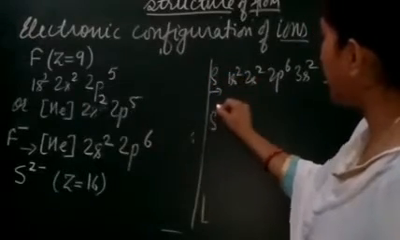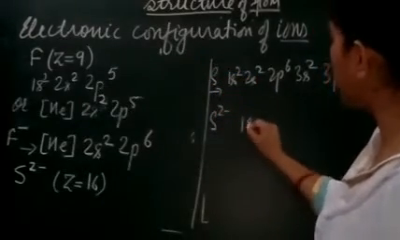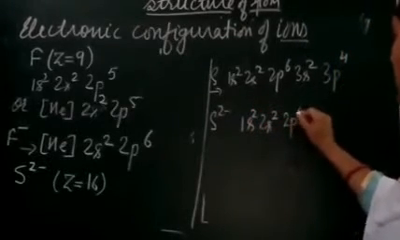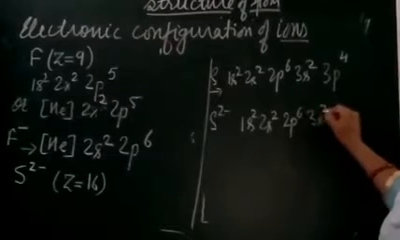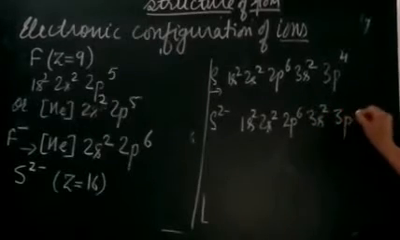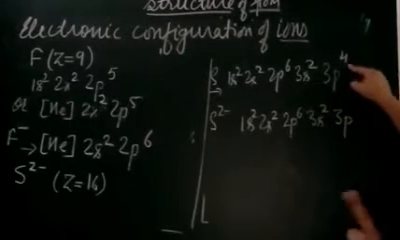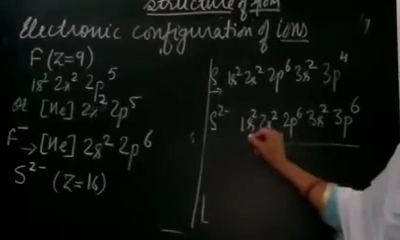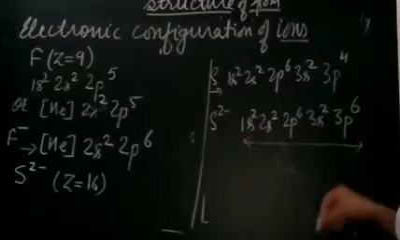Now when we are writing it for the sulfide ion, it will become 1s2, 2s2, 2p6, 3s2. Now how many electrons have been added here? 2 electrons. So 3p4 was already there, now it becomes 5 and 6. So this is going to be the electronic configuration for the sulfide ion.